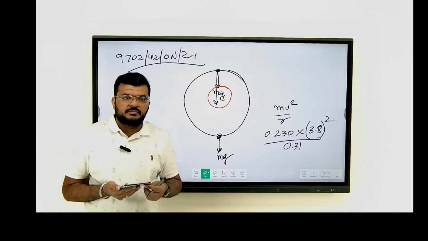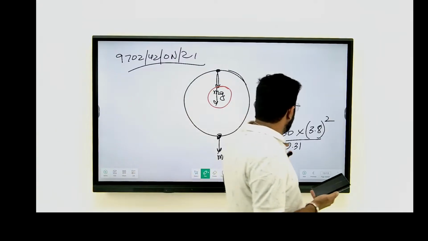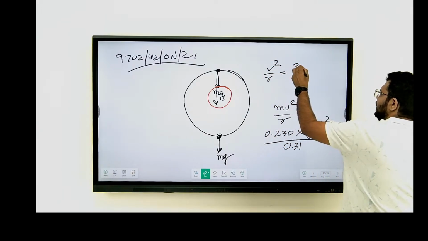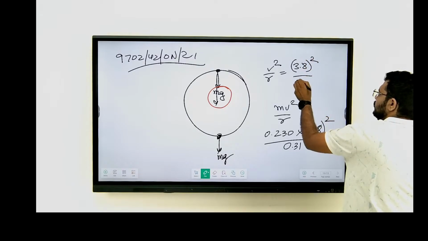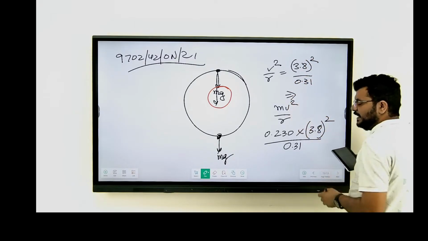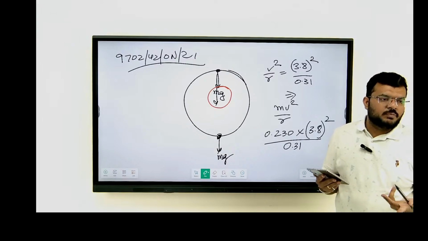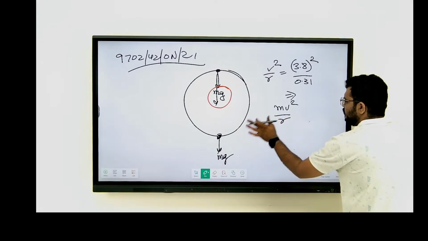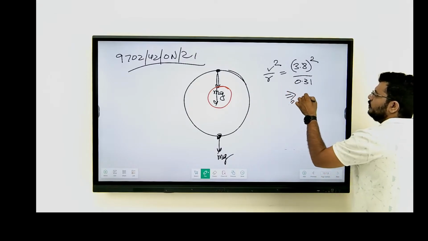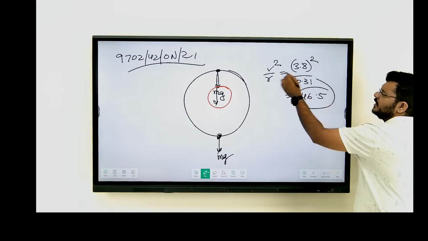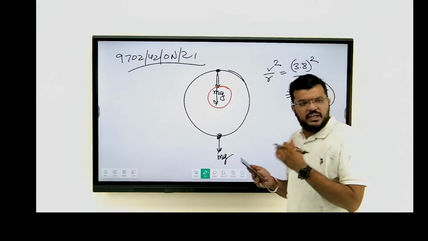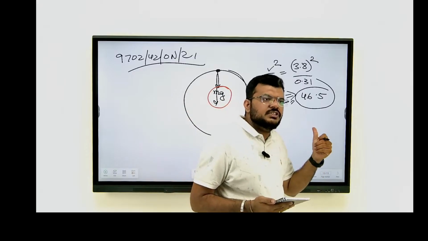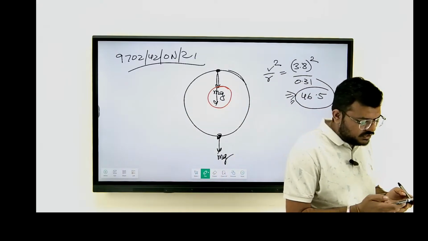Same initial speed, right? Actually, you can just take v square by r. What is the value of v square by r? That is the formula for acceleration. Centripetal acceleration greater than 9.8, it will stick. So instead of taking mass over here, just find out the value of this: 46.5, and here we have not considered mass. So this velocity is true for any mass because the centripetal acceleration is greater than 9.8. We have not considered mass at all.